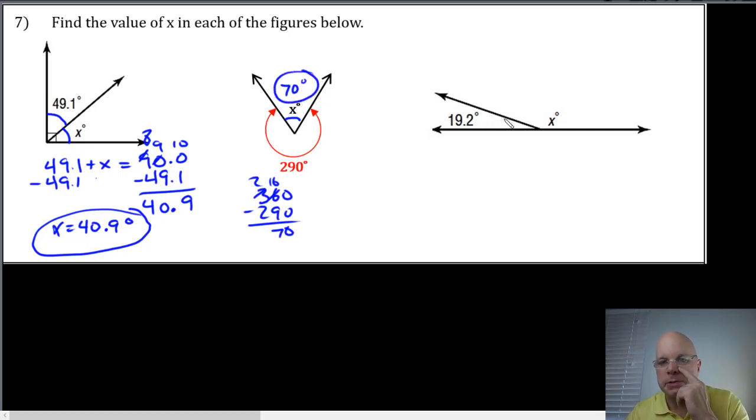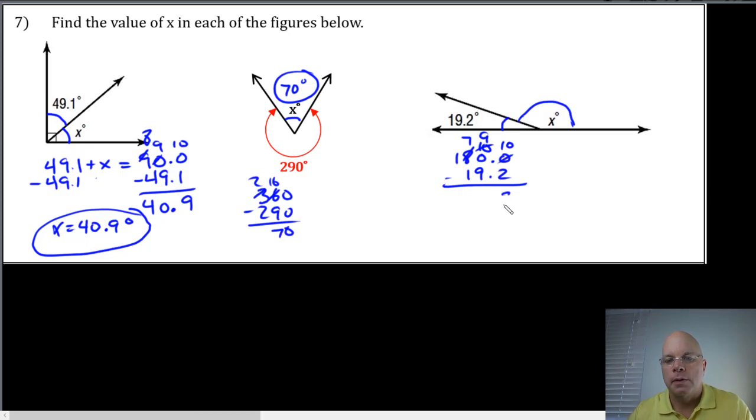Here we have this acute angle, 19.2 degrees, and this obtuse angle x. They're adjacent and they're on a line, so they're forming a straight angle. They're supplementary, so we can subtract the 19.2 from 180. We get 160.8. If I add that back to 19.2, I get 179 and one more whole, so 180. So that looks right, 160 8/10 degrees.